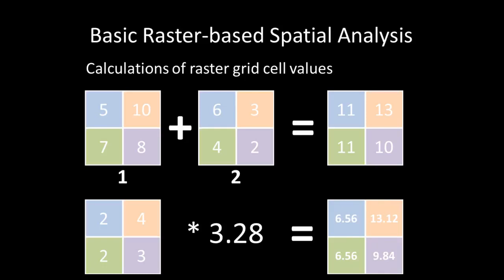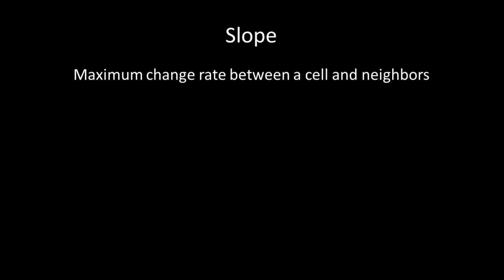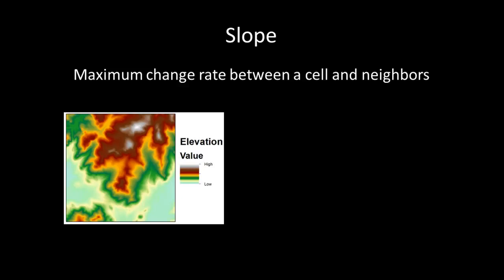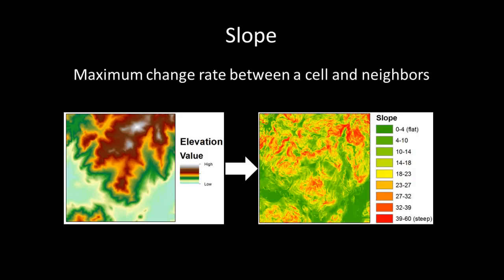In the following slides, I'll give you a few more examples of common raster analysis methods. Slope. Slope is the idea of calculating the maximum change rate between a cell and its neighbors. For example, here we see a digital elevation model of a mountainous area. After the slope tool runs, an output is created indicating the degree of change between cells. Slope is commonly used with elevation datasets and in site selection problems where it is necessary to determine flat areas.